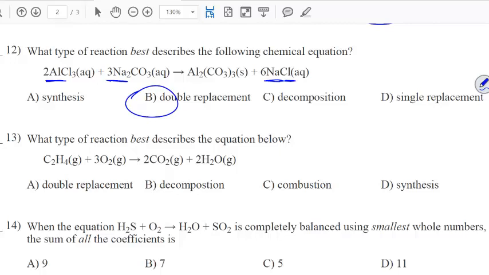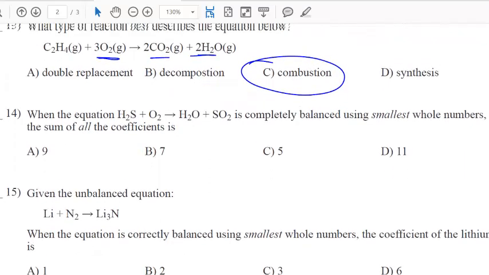Number 13, what type of reaction best describes the equation below? If you look at this, we have oxygen as an ingredient, and we're producing carbon dioxide and water. That is combustion. Anytime you have oxygen to the left and CO2 and H2O to the right, it is combustion.